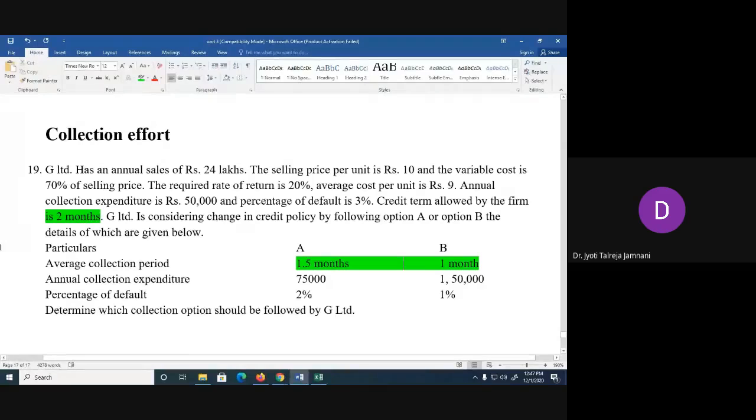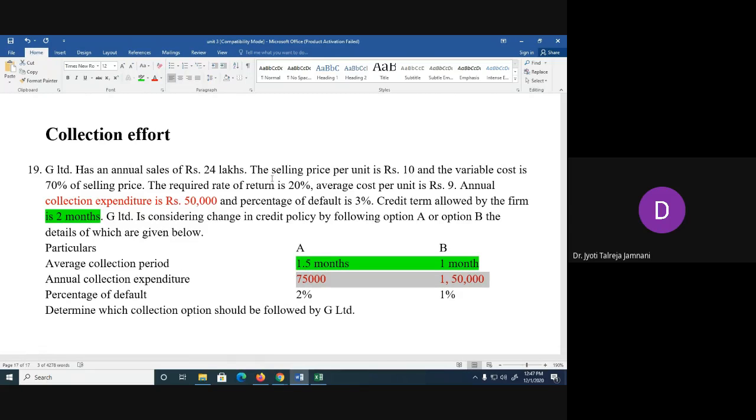So here you see there is a collection expenditure. They're already spending 50,000 rupees when they give 2 months credit. When they give 1.5 and 1 month credit, they'll have to spend more on the collection efforts. The method of solving the same sum is exactly same like credit period and credit standard or cash discount. There will be no major difference.